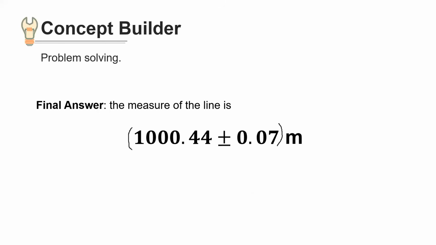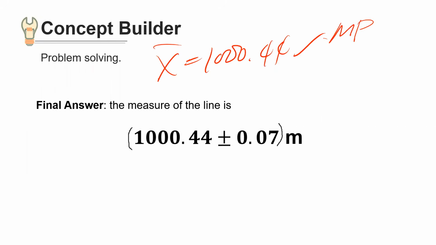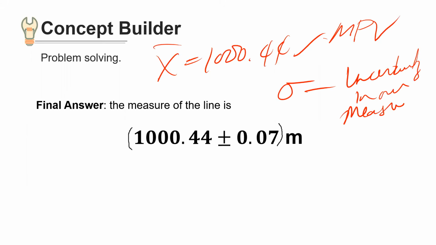Our mean is equal to 1,000.44. This is our most probable value, the central value that represents the data set. It could be our true value. And then we have an uncertainty. Our standard deviation gives us the uncertainty in our measurement. That is our doubt.